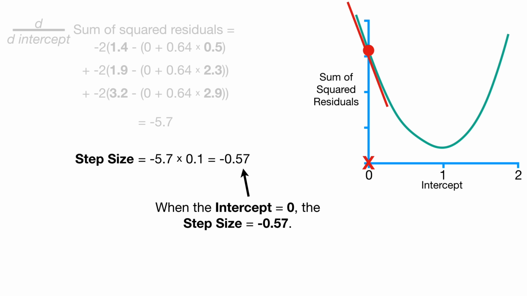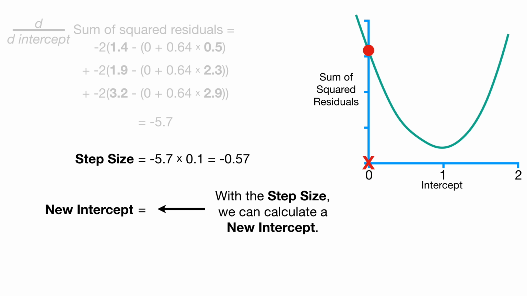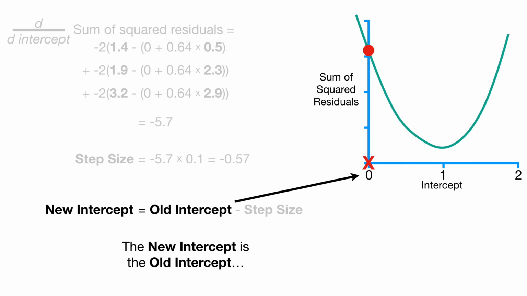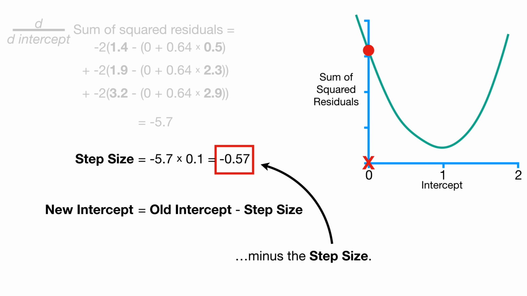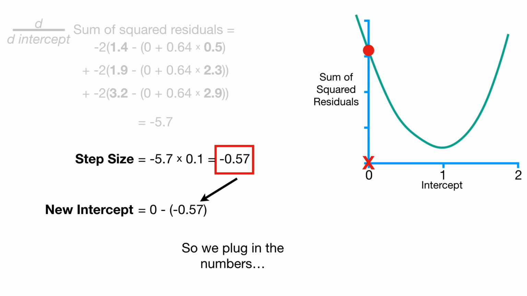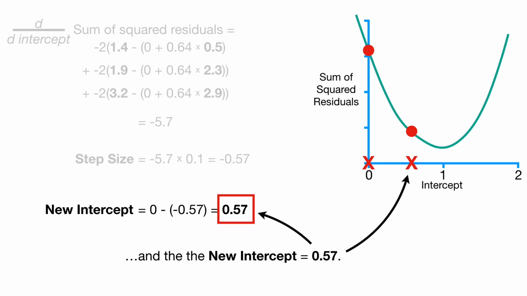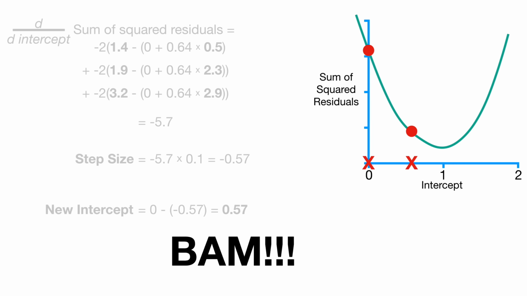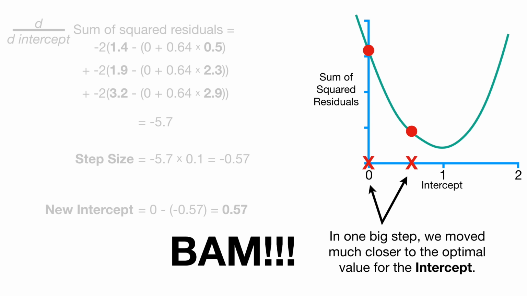When the intercept equals 0, the step size equals negative 5.7. With the step size, we can calculate a new intercept. The new intercept is the old intercept minus the step size. So we plug in the numbers, and the new intercept equals 0.57. Bam! In one big step, we moved much closer to the optimal value for the intercept.